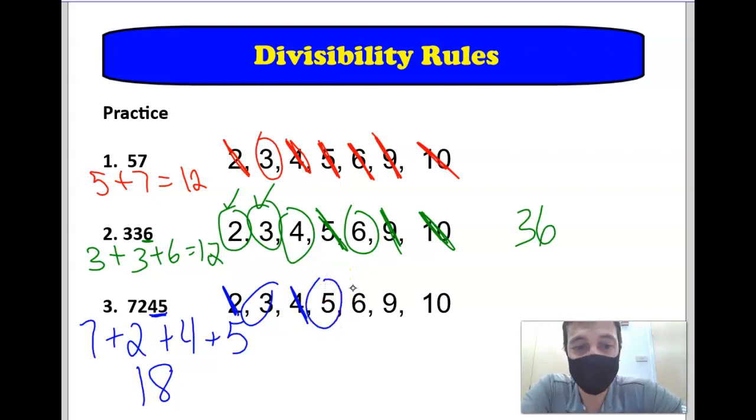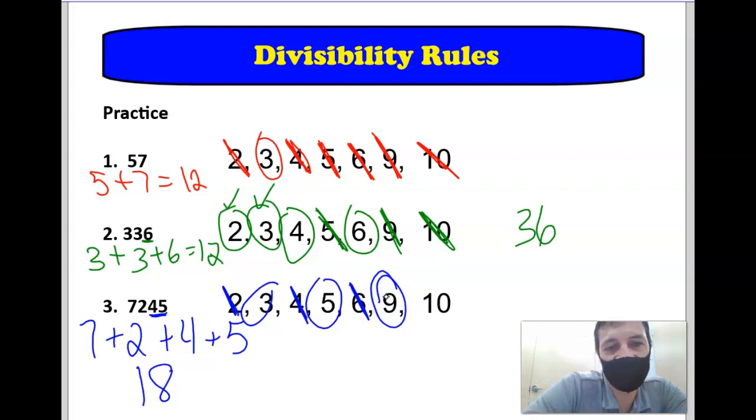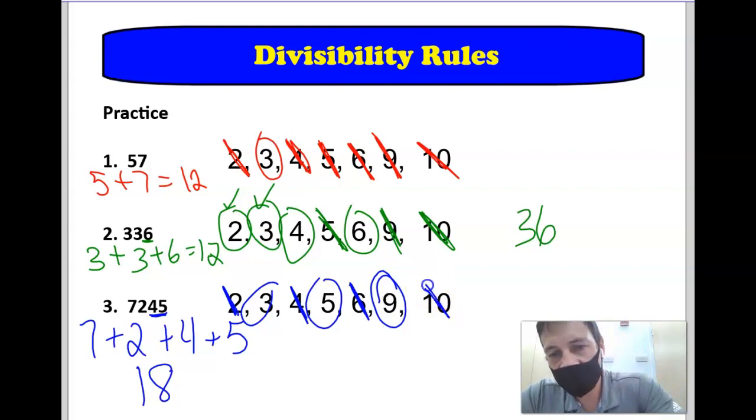Is it divisible by 6? Nope, because 2 didn't work, so 6 won't work. How about 9? I added those digits. I got 18, and 9 divides evenly into 18, so that means 9 will divide evenly into 7,245. How about 10? Nope, because it doesn't end in 0. So hopefully that helps you understand a little bit more how divisibility works.